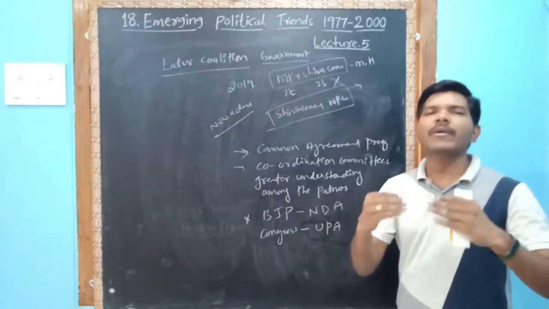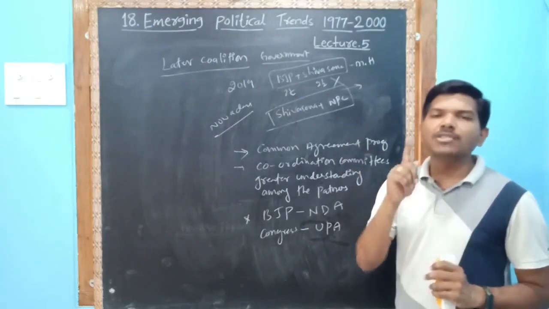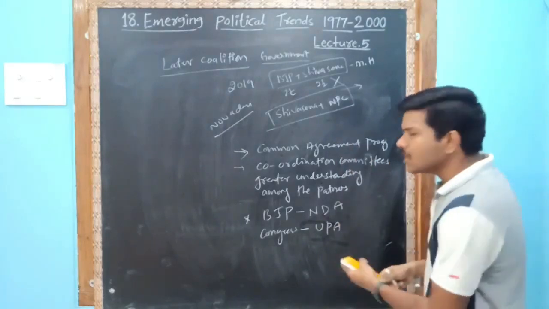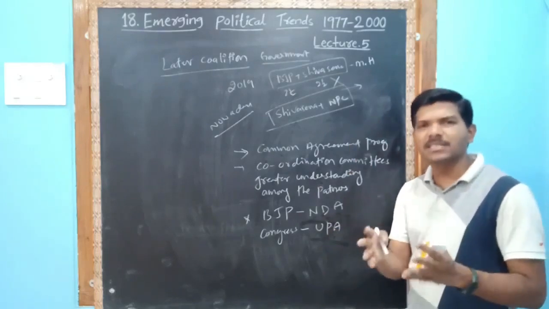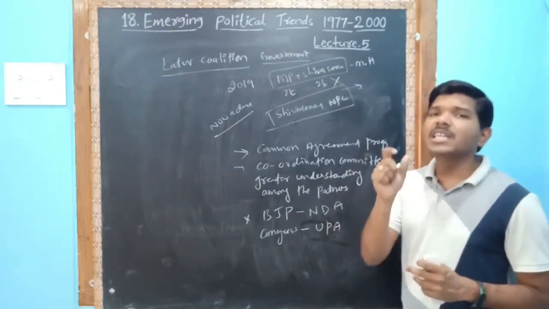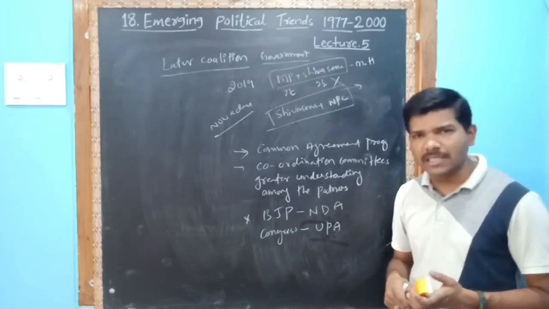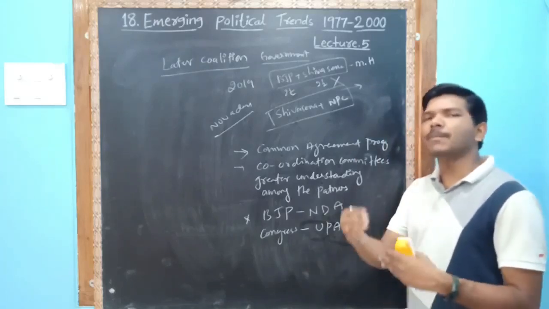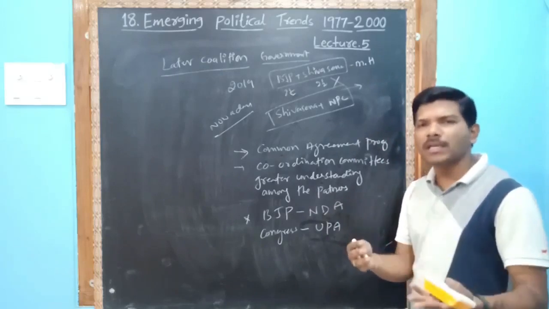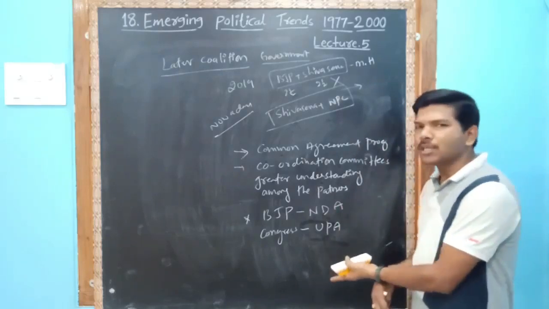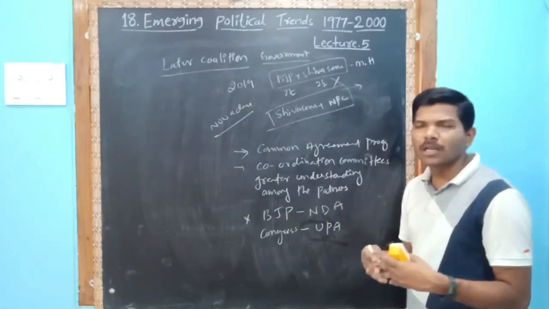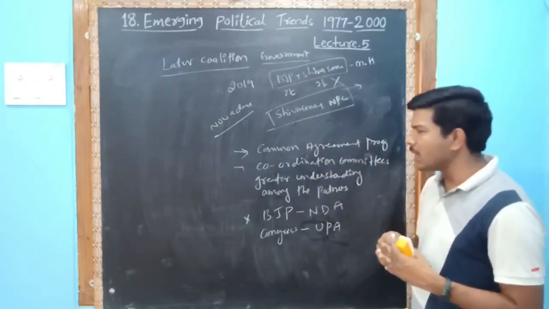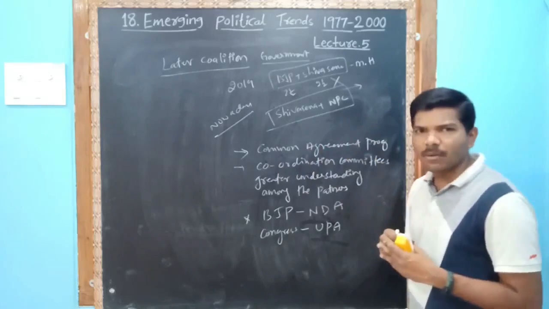Nowadays, all governments are coalition governments. No single party can form a government nowadays because all parties are winning fewer seats. Moreover, regional parties are winning most of the seats. Hence, whichever party the regional parties support, that party may come into power. So that's the major reason why a common agreement program is required. Coordination committees are required.